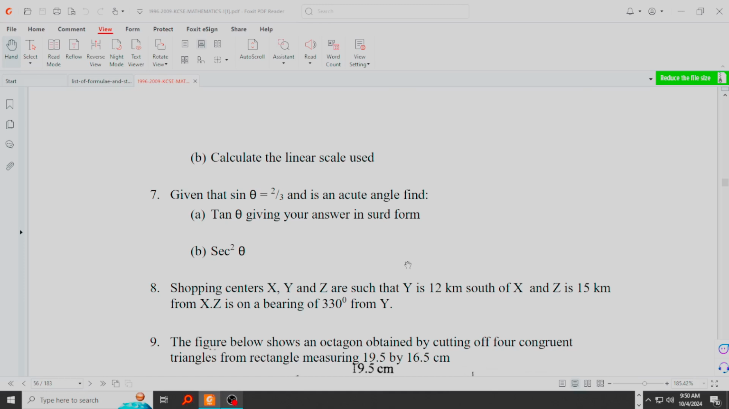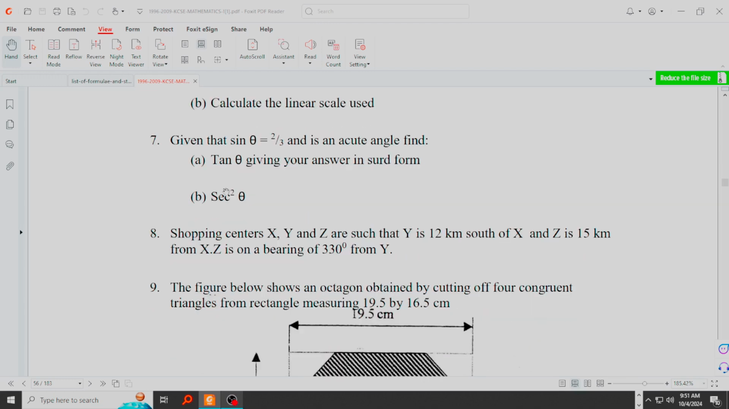The question is one from Paper 1, the year 2000, and it is question 7. It's a continuation of our consideration of trigonometry. The question reads: given that sine of theta is 2/3 and theta is an acute angle, find A, tan theta, giving your answer in surd form, B, sec squared theta. Let's look at the solution.